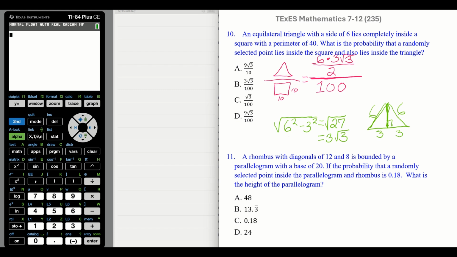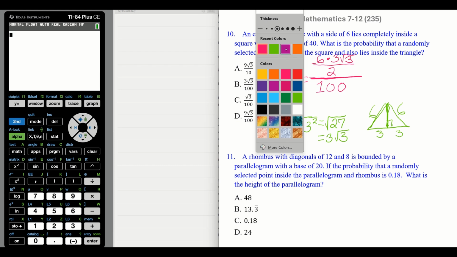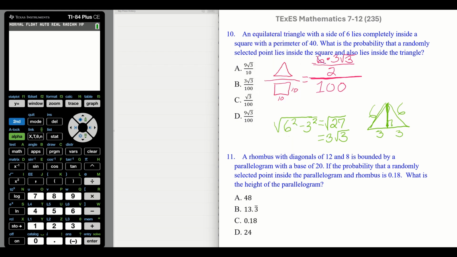Okay, so we can do a little bit of, let's get rid of some things here. 3 times 3 is 9. So let's rewrite this so it looks better. 3 times 3 is 9. So that's 9 square roots of 3. And that is over 100. And we have that option. That'll be D.